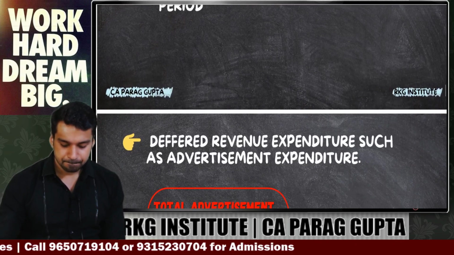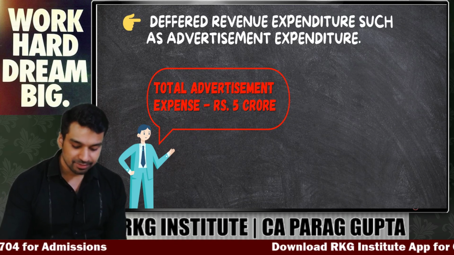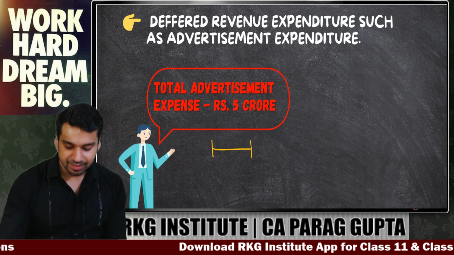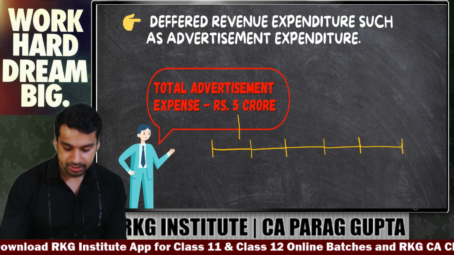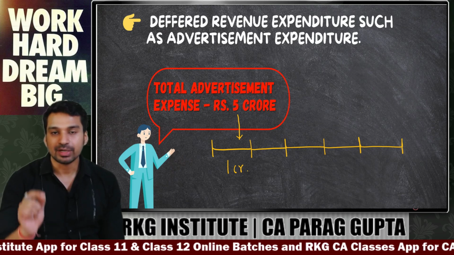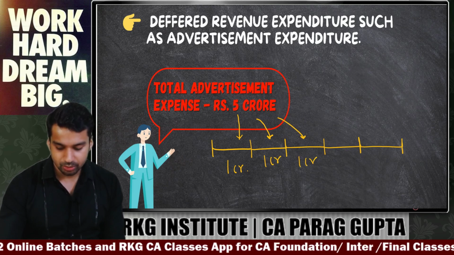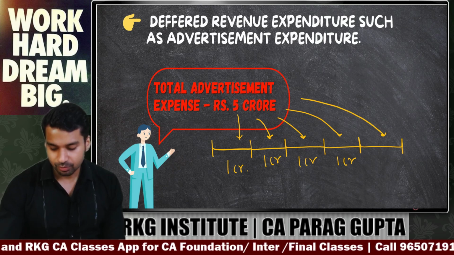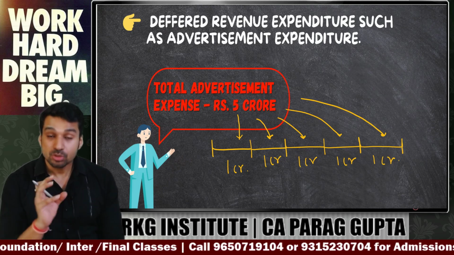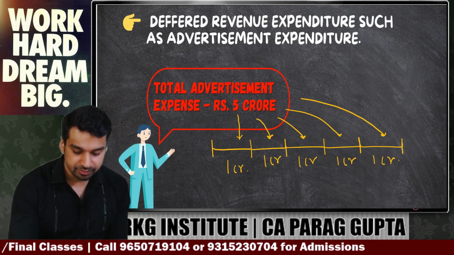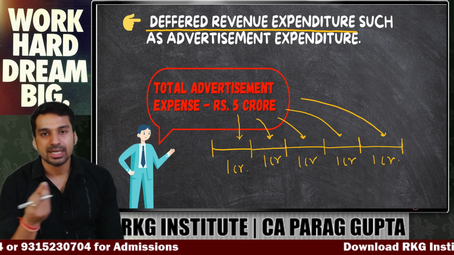For example, I have spent 5 crore rupees on advertisement. Now what I will do, I will not treat it as a 5 crore rupee expense for this year. I will rather postpone it. I will consider 1 crore for this year, 1 crore next year, 1 crore the year after, 1 crore the year after that, and 1 crore after 4 years. When I defer my expense, it is also known as deferred revenue expenditure. There is a term which we will be covering later, deferred revenue expenditure. So these are fictitious assets.